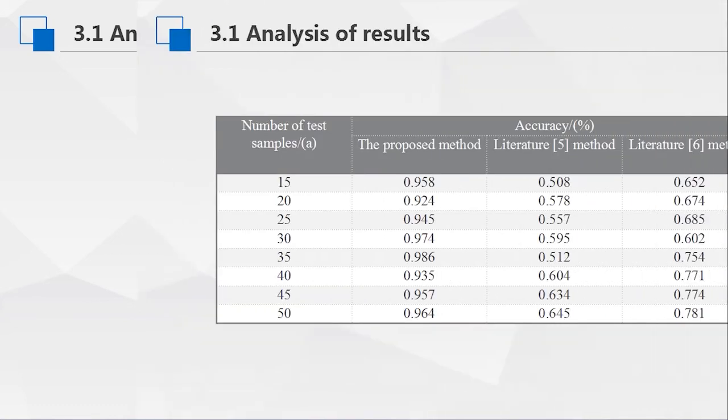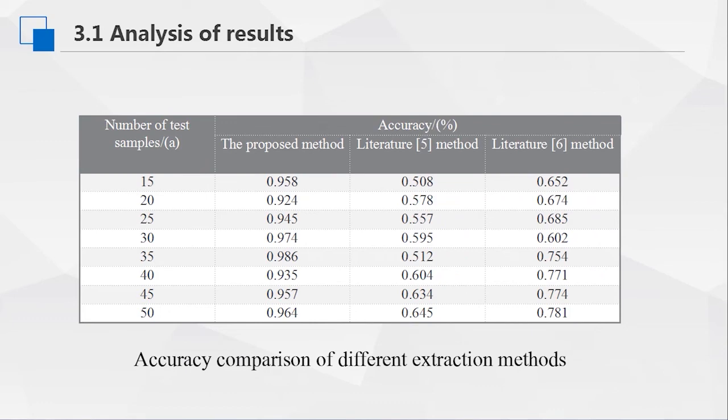The analysis of the experimental data in this table shows that the accuracy of the literature 5 method reaches 0.645, and the literature 6 method is 0.781, while the accuracy of this method is up to 0.964. It is seen that this method effectively solves the problem of low-frequency noise performance extraction of electronic components, effectively avoids external interference, effectively improves the accuracy, and significantly outperforms the other two extraction methods.